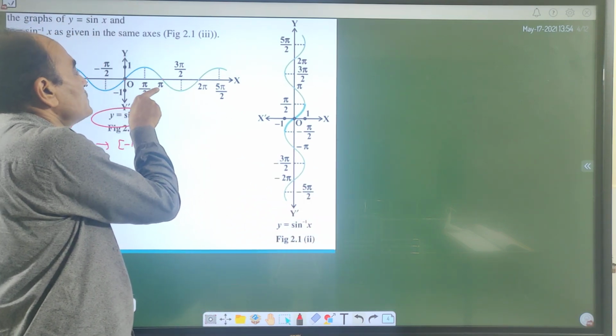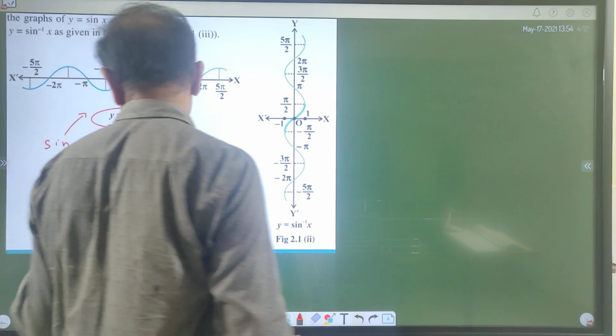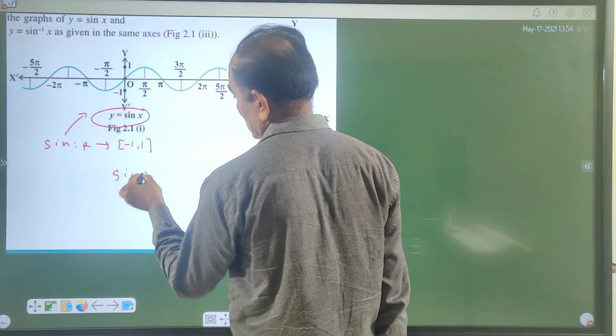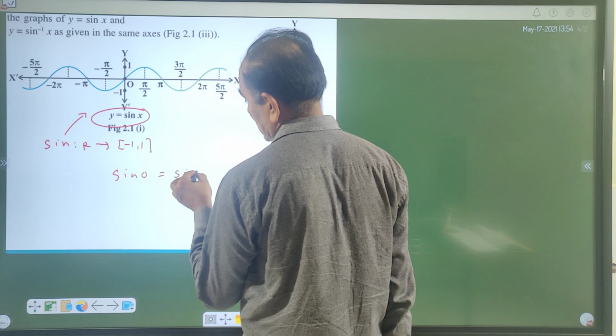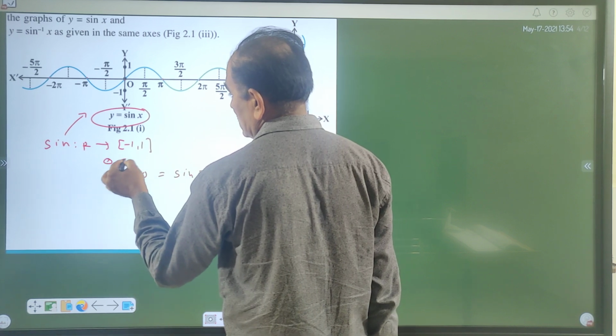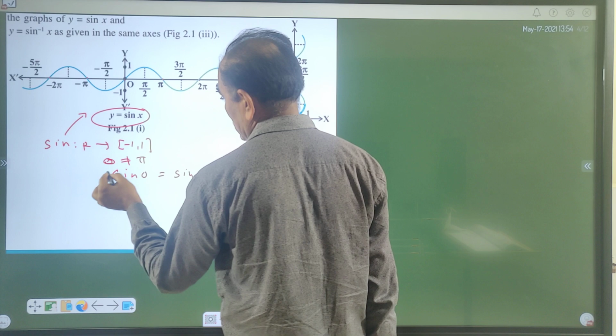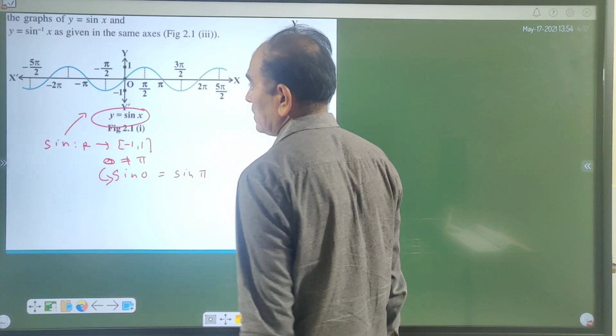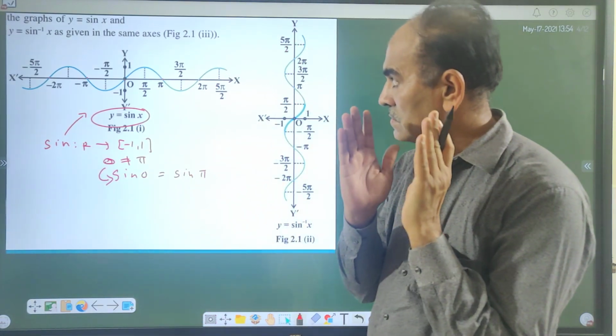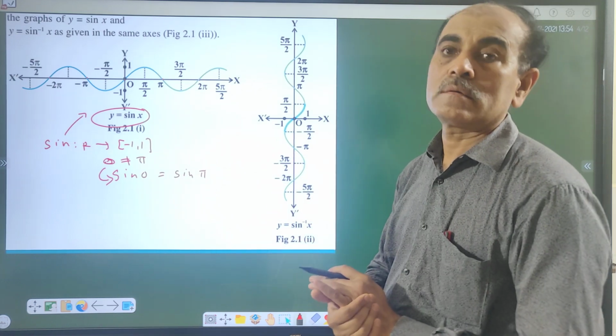Why? Sine 0 is the same as sine pi. That means 0 is not equal to pi, even though we get the same value, so that function is not 1-1. So we need to restrict the domain.